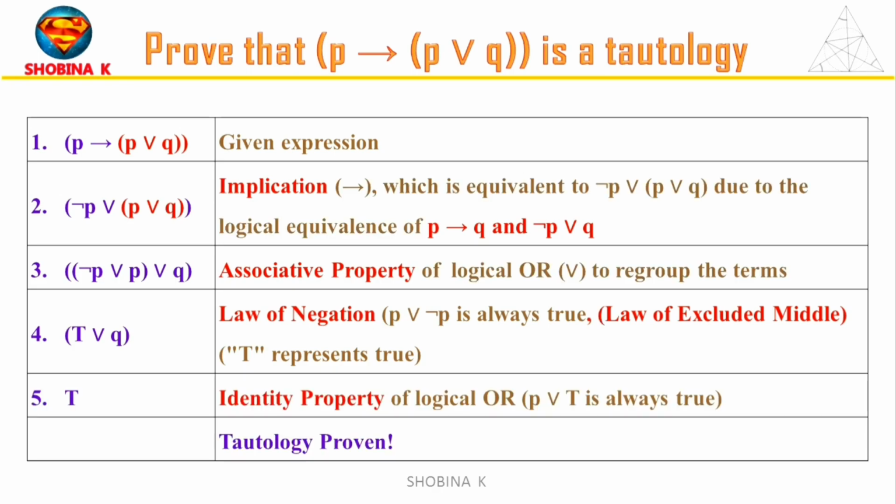Finally, we utilize the identity property of logical OR, which states that P or T is always equal to P. On applying this property, we further simplify our expression from T or Q to the ultimate conclusion T, that is true. And this step cements our proof, confirming that the expression P implies P or Q is indeed a tautology.